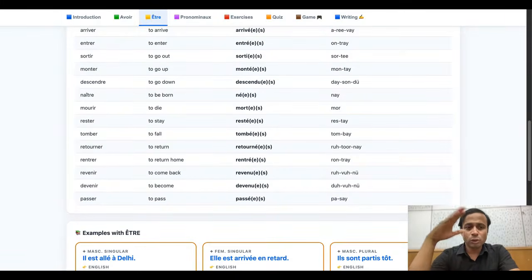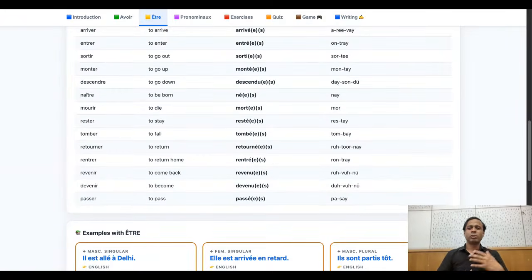Although, some of these 17 verbs also take avoir, but in different contexts. So I'm not going to tell you all these details. Just for your information, for example, passé will be used with être as well as avoir. For example, if I say I spent 1 week in Shimla, je passé, there you have to use avoir. Je passé une semaine à Shimla.